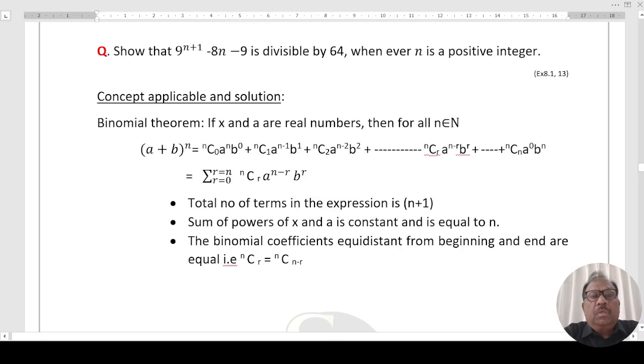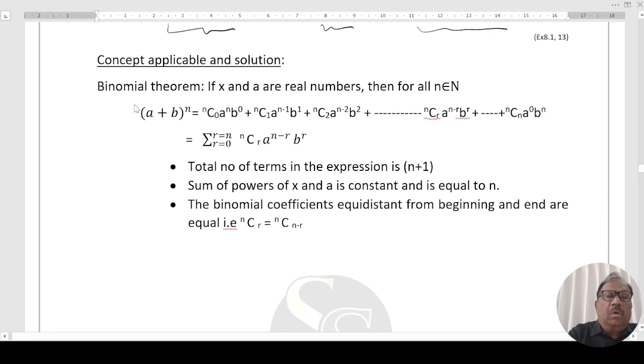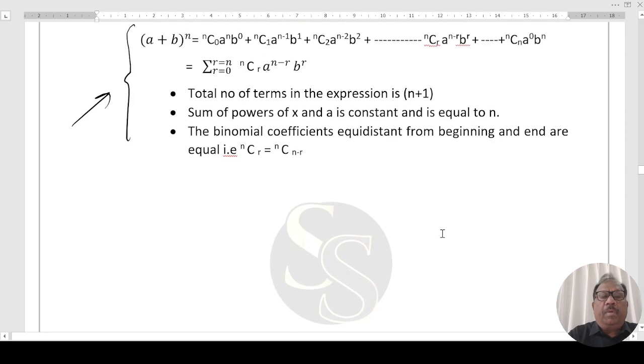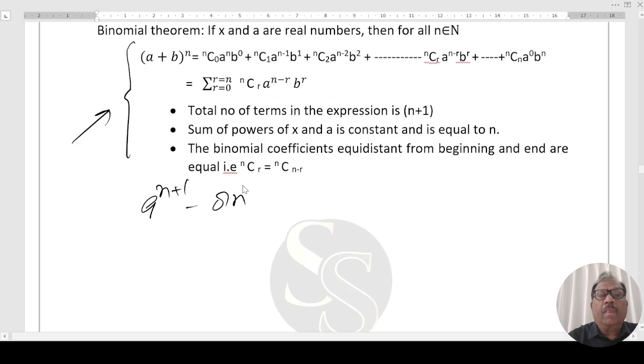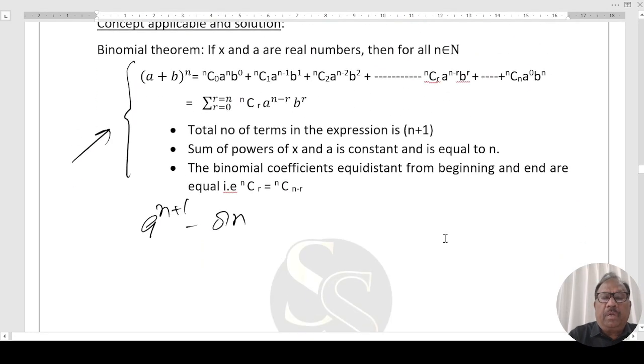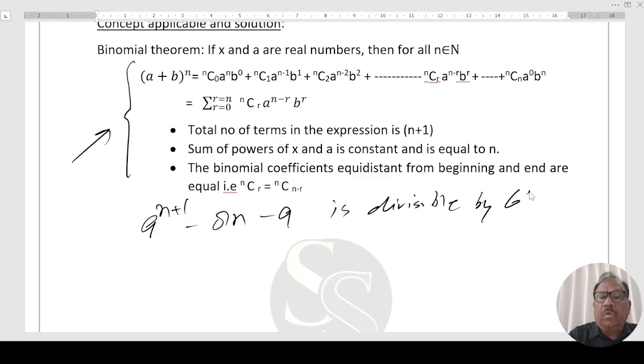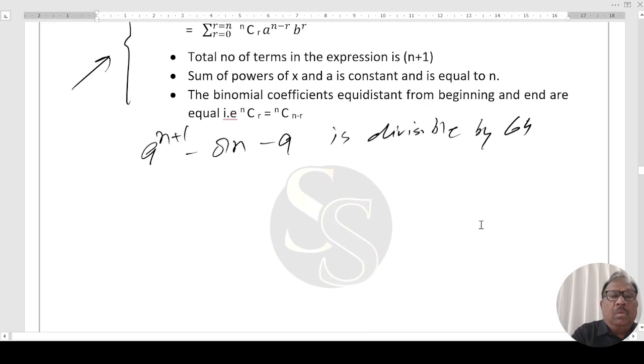Question is, show that 9^(n+1) − 8n − 9 is divisible by 64, where n is a positive integer. Now, we have to show that 9^(n+1) − 8n − 9 is divisible by 64. Now, proof.